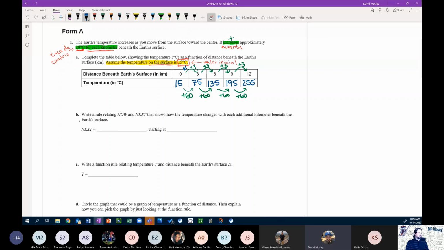So now let's look at part B. We need to write a rule using now and next that shows how the temperature changes with each additional kilometer beneath the Earth's surface. So this right here where it says each additional kilometer. Right? How many kilometers is being added based on what this says here? Each additional kilometer. How many kilometers am I adding?